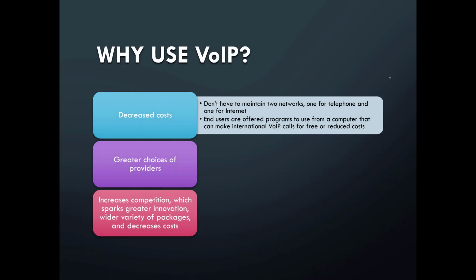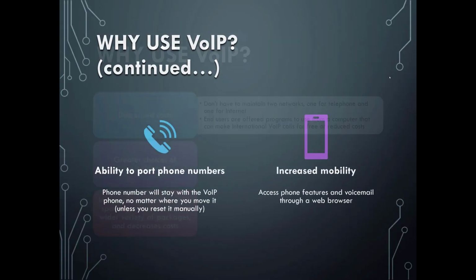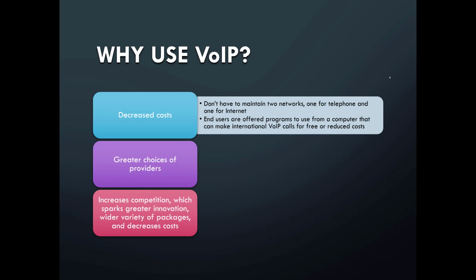Now, why use VoIP? Decreased cost. You don't have to maintain two networks, one for telephone and one for internet. End users are also offered programs to use from a computer that can make international VoIP calls for free or at reduced cost. Skype is a good example of one of those. Greater choice of providers. There are a lot of different providers on the market, whereas with cable companies, telecommunication companies are kind of the same. You don't have many choices. And then the increase in competition, which sparks greater innovation.